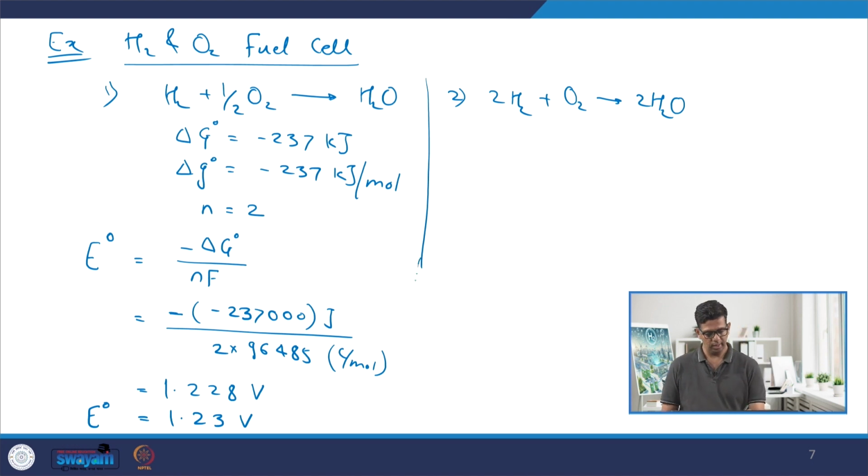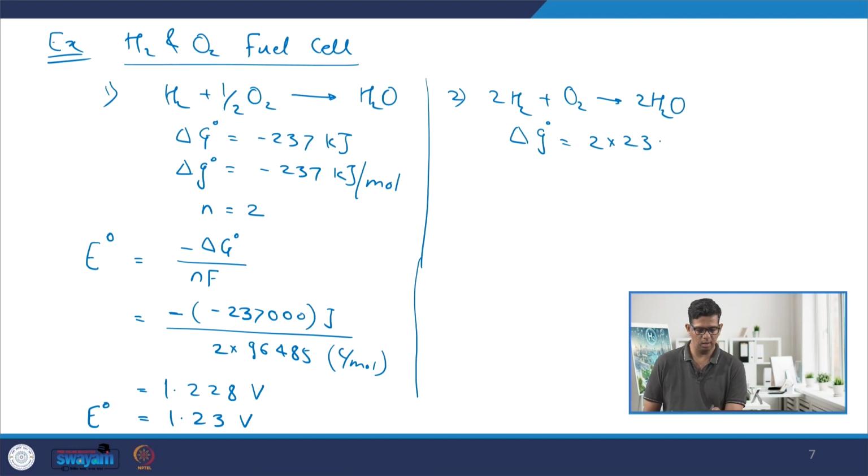Let's take the second case, wherein the number of moles of reactants are increased, or rather doubled. So in this case, your enthalpy and Gibbs free energy are also increased. It is twice what we had earlier, so delta G should be twice 237 kilojoules, and the number of moles of electrons in this case is not 2, now they have been doubled because the reactants have also been doubled. So this is N is 4.